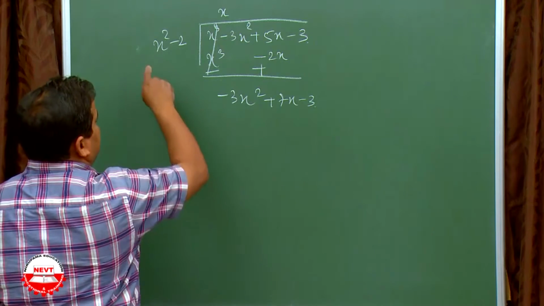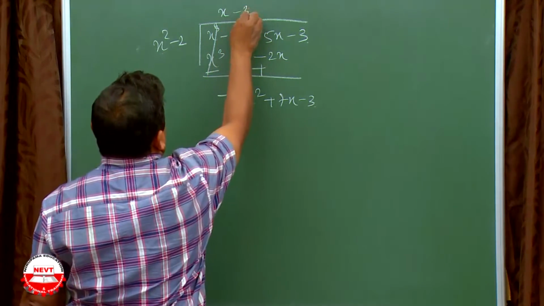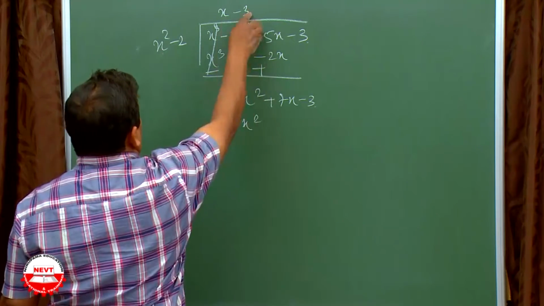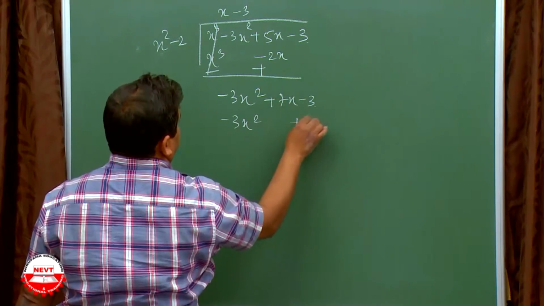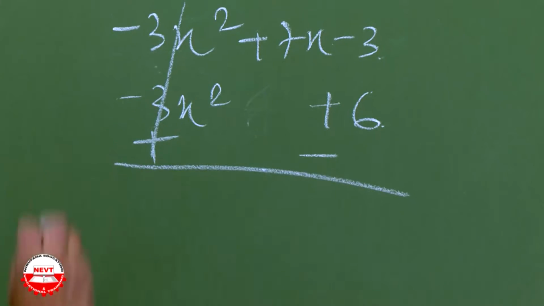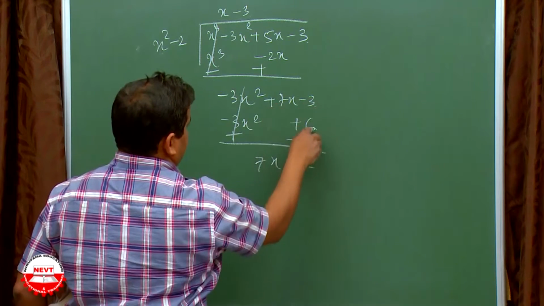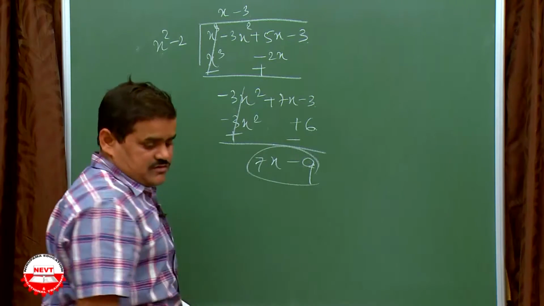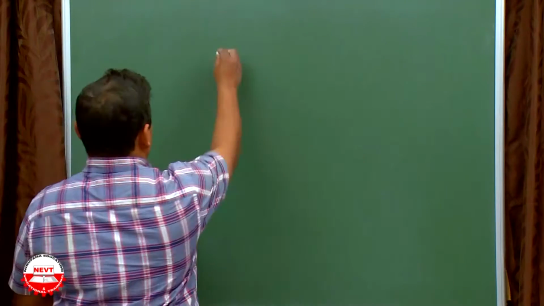Now what we will put here? x square here, minus 3x square means minus 3. So minus 3 into x square, minus 3x square, minus 3 into minus 2, plus 6, plus minus. Okay. What is the remainder? 7x, 7x minus 3 minus 6, minus 9. So this is the remainder we get.